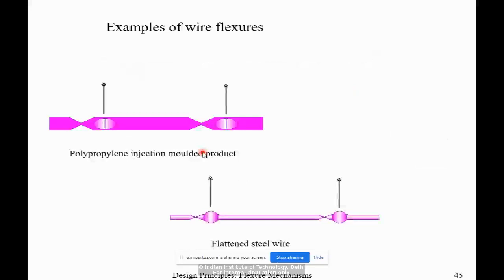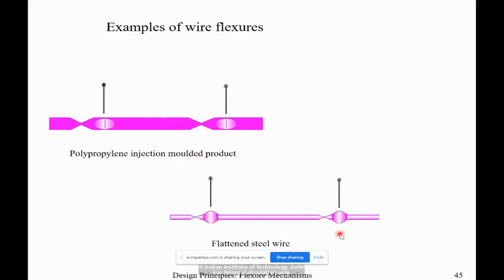A very simple example of the wire flexure. It's very equivalent to your double universal joints, right? One end, other end, and you don't have to do much, you just take a wire and flatten it. Put another one and just hammer it. What you'll get is these notches, right? And that will allow you to bend. So it's a very simple application, and you can use it very effectively.